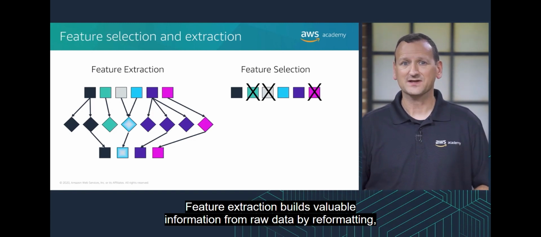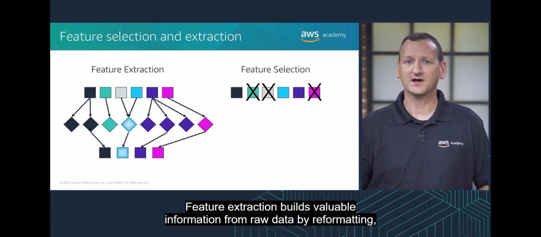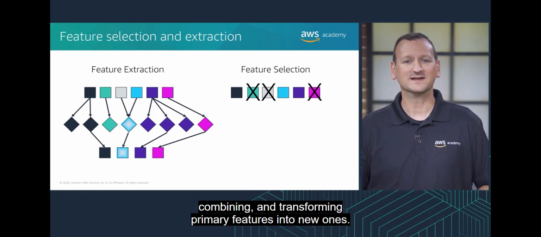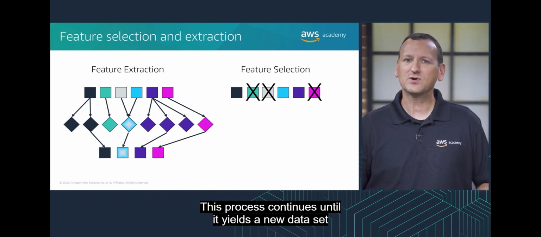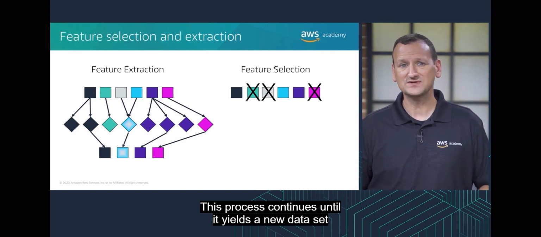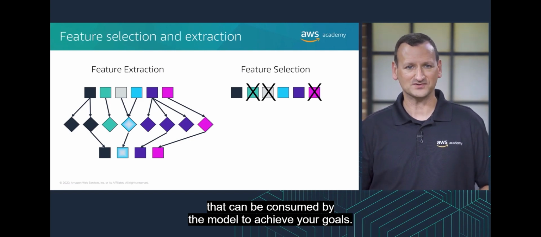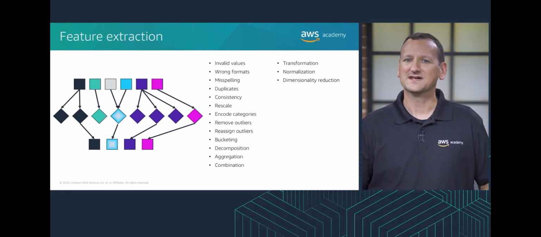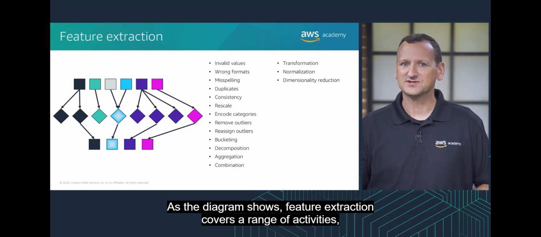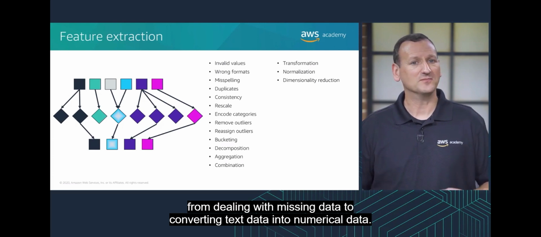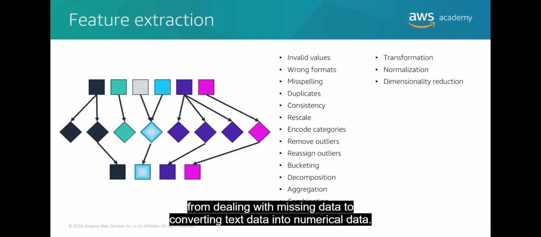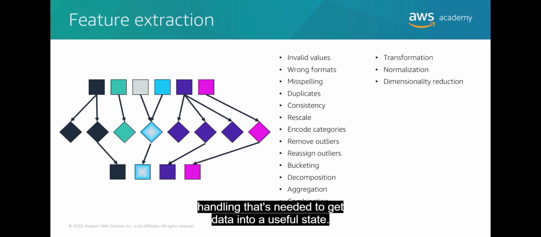Feature extraction builds valuable information from raw data by reformatting, combining, and transforming primary features into new ones. This process continues until it yields a new data set that can be consumed by the model to achieve your goals. As the diagram shows, feature extraction covers a range of activities, from dealing with missing data to converting text data into numerical data. Although the list isn't exhaustive, it should give you some idea of the data handling that's needed to get data into a useful state.